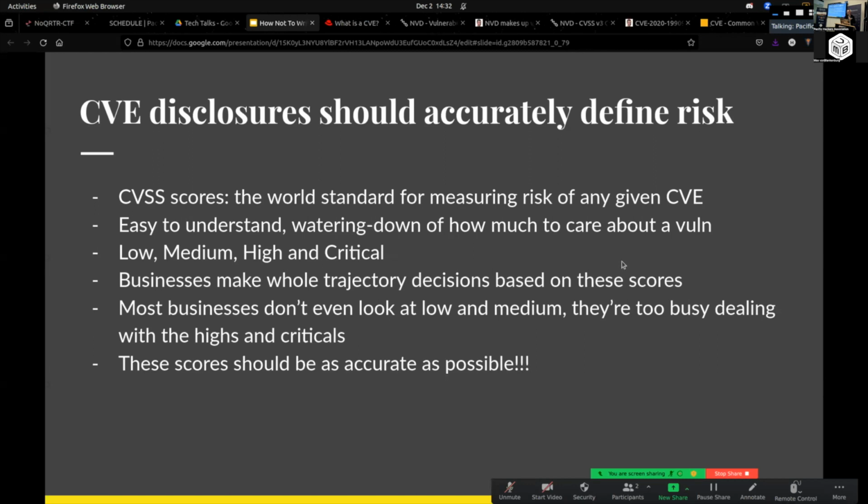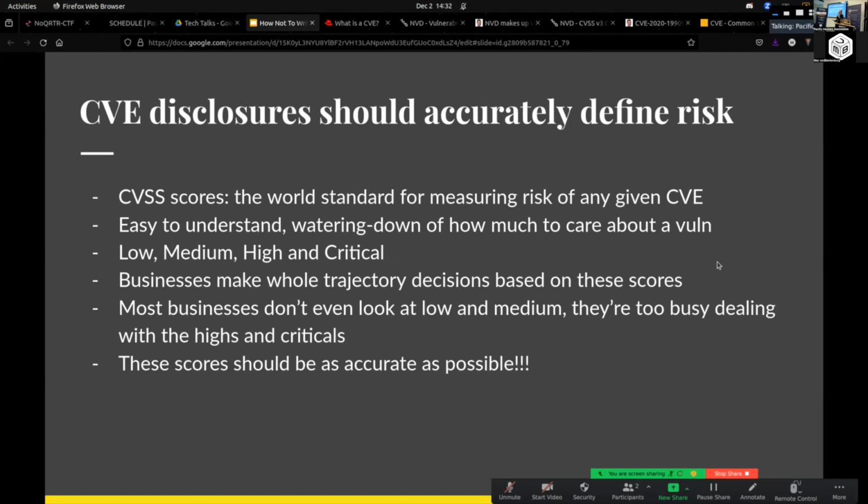And this is a problem. This is a big problem because businesses make whole trajectory decisions based on these scores. It's not a risk assessment number, but it's used as a risk number. Because when you have 44 vulnerabilities to fix, how are you going to prioritize which ones to fix first? You look at the big red number that says critical.